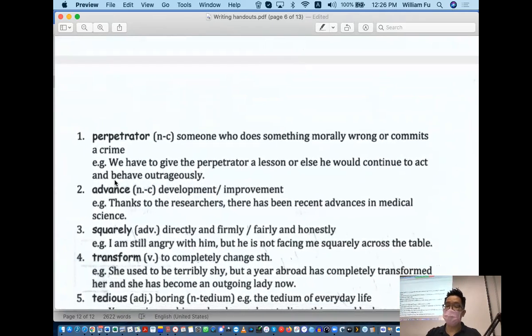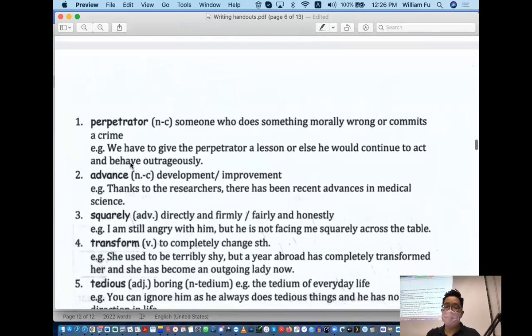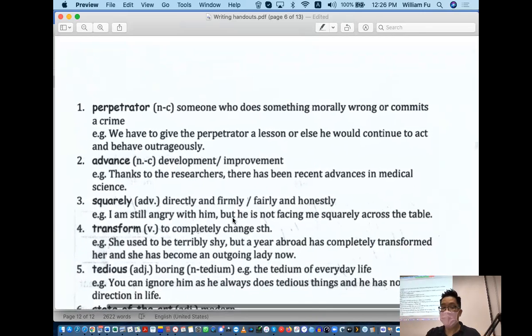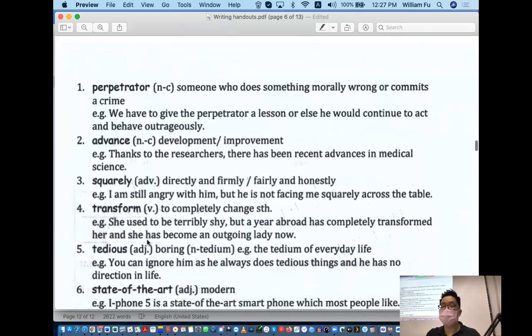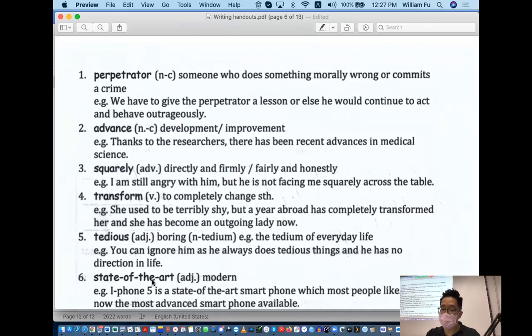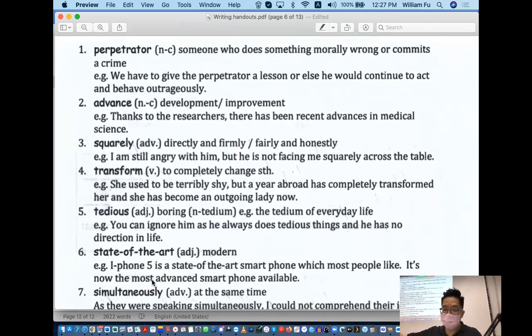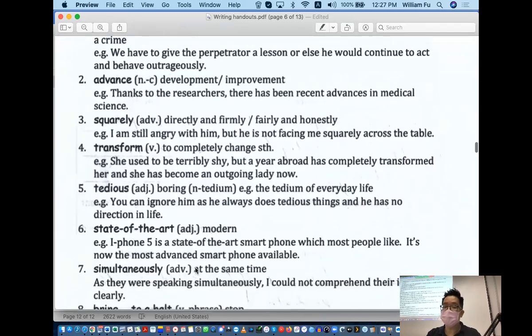Now, these are some of the words that you might not know. First of all, perpetrators is someone who does something morally wrong or commits a crime. Okay, this perpetrator. And then advance, you know, squarely. Now, squarely means directly and firmly. You tackle the problem squarely. Okay, 唔好閃閃縮縮, squarely. Okay, and then transform, you know, tedious, I suppose you know, state of the art means, with hyphen between the words, modern.